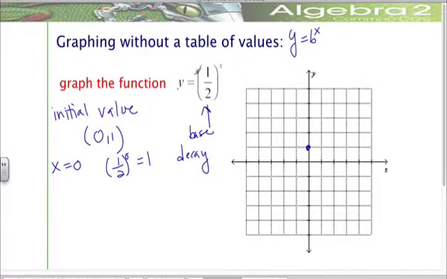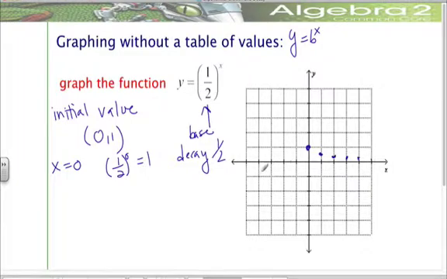Since my base here is 1/2, and that's between 0 and 1, it's decaying by 1/2 for each unit of x that we increase. So we look here and say, all right, my initial value is 1, and I'm cutting that in half as I move forward. Half of 1 is 1/2. Half of 1/2 is 1/4. Half of 1/4 is 1/8. And we just keep cutting that y value in half and in half and in half as we go out.